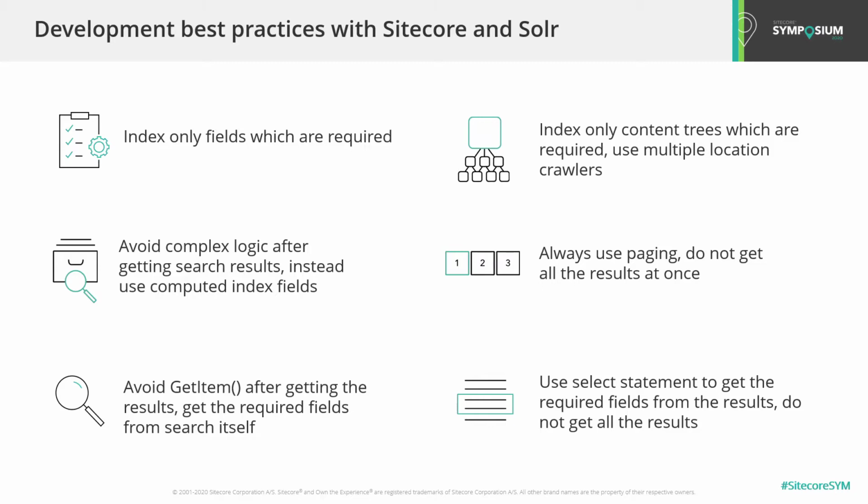Paging is always a best practice for search-driven controls, for both UI and performance. Some developers use GetItem after getting the result from Solr, which is not a good practice. We should only get the required fields from the search. Always use the select statement to trim the result. For example, if a search-driven control only needs title and URL, then why do we need to get the full object? We can just get the title and URL from the select statement.